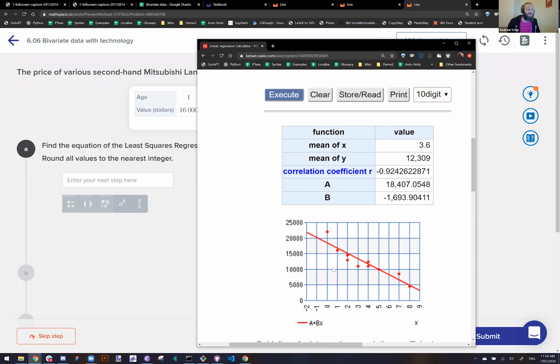But we can see that the older the car is, the less money you're going to get for it. Notice that the correlation coefficient in this instance is negative. So it is a negative correlation, which is what we expect. It's also close to 1, so this is a strong negative correlation. And these two values are our values for our y-intercept. And once again, remember that it's kind of the wrong way around from where you'd expect it to be.